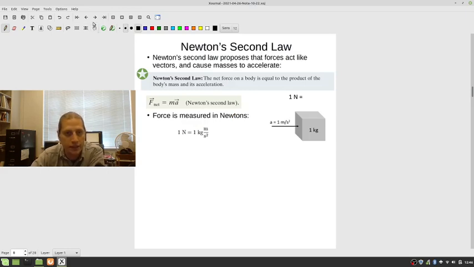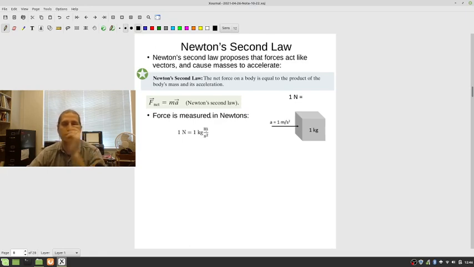Okay, and the next idea is Newton's second law. Newton's second law says that forces act like vectors and they cause masses to accelerate. So F equals ma. That's one of your hand tattoos by now. And the units on force are newtons: kilograms times meters per second per second. Kilograms, meters over seconds squared. And what does that mean?